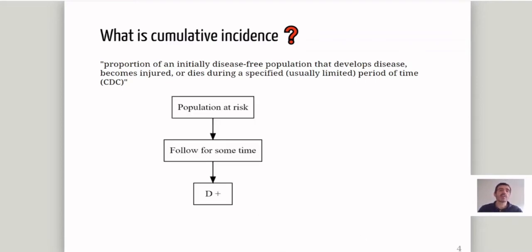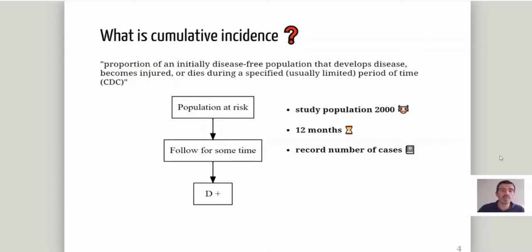So we have a population at risk. It is important that a population at risk is disease-free. We follow this population at risk for some time. We decide the time, it can be a week, a month, a year, or more, and then we count the number of cases that developed during the study period.